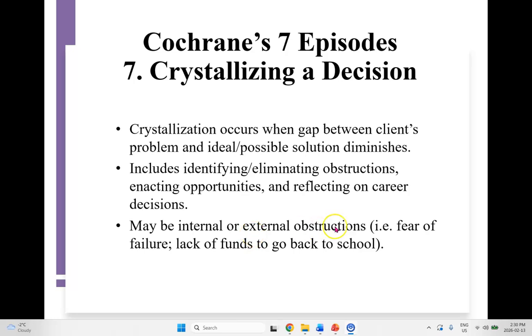And there may be internal or external obstructions. So internal would be like fear of failure. External might be lack of funds to go back to school, but you as the CDP would work with the client to identify those different barriers and take action to try and remove them or mitigate them.